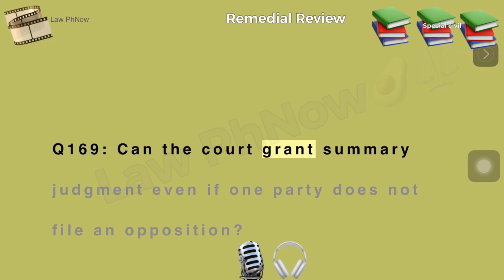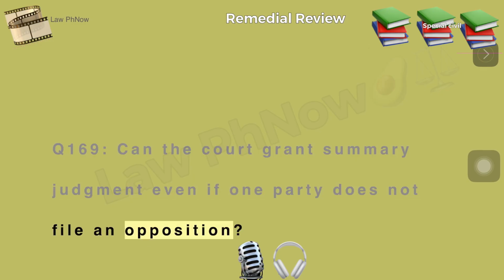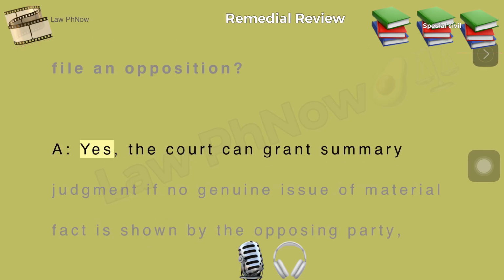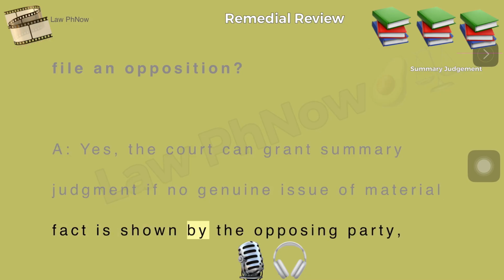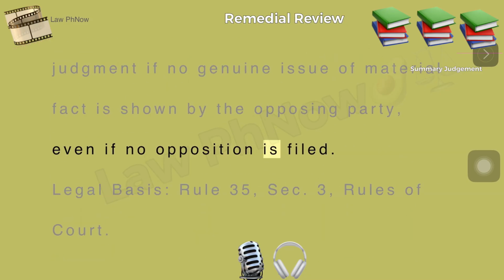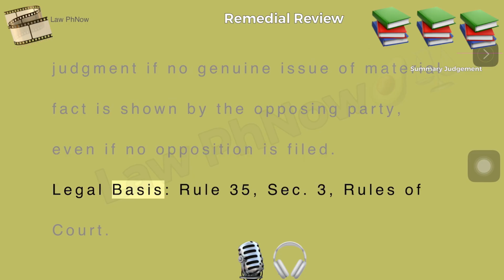Q169. Can the court grant summary judgment even if one party does not file an opposition? A. Yes, the court can grant summary judgment if no genuine issue of material fact is shown by the opposing party, even if no opposition is filed. Legal basis, Rule 35, Section 3, Rules of Court.